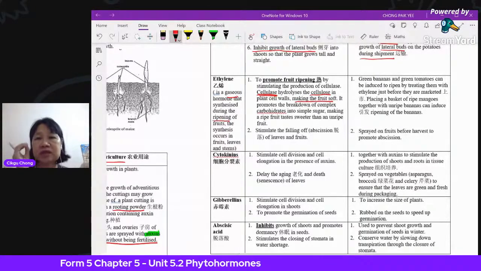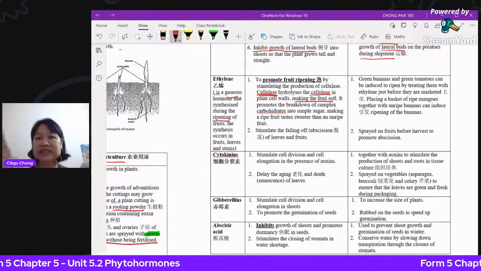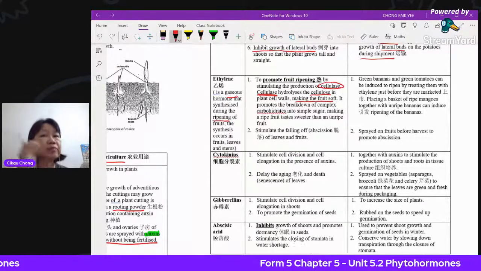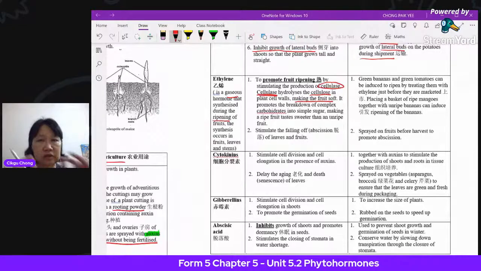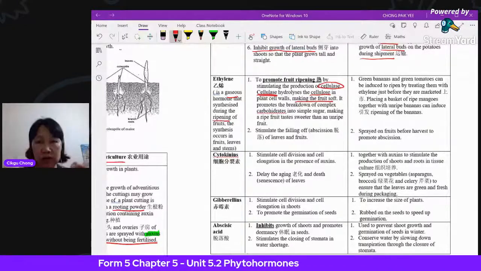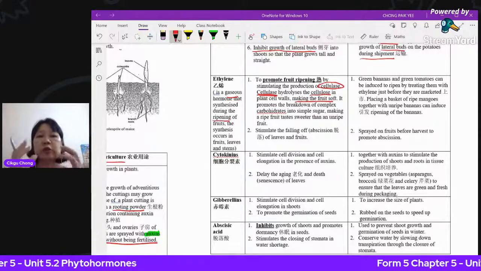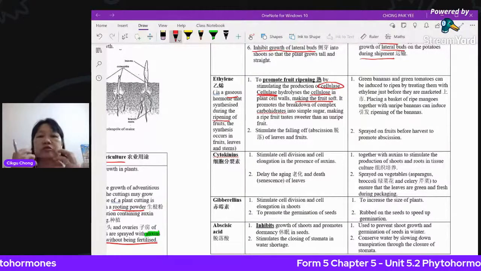It's because when a fruit ripens, cellulase is going to be produced. Cellulase is going to break down cellulose. Cellulose is the cell wall. Again, the cell wall is made of cellulose. So once it breaks it down, that means the fruit is going to soften. There's no more cellulose there to make it hard.